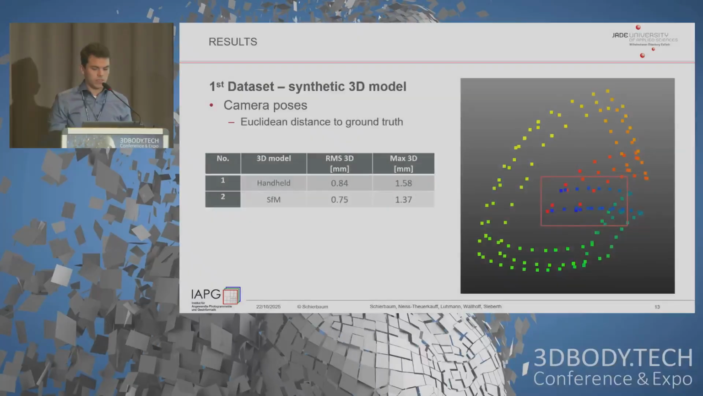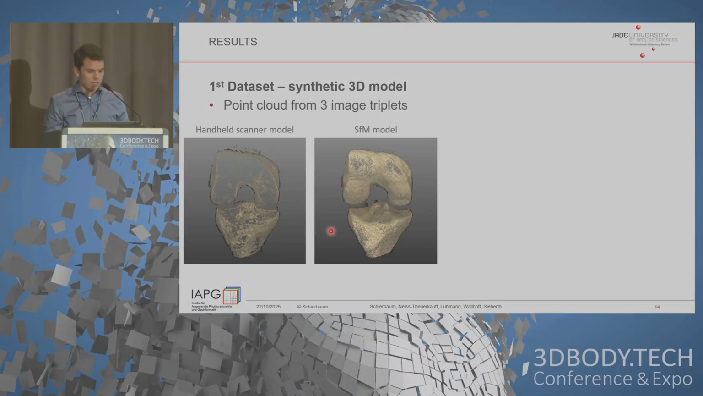Our results: first we focus on camera pose. We compare our estimated position with the ground truths for each. Both deviations are on the same level, but SFM is slightly better than the handheld scanner in the Euclidean distance from the ground truth.